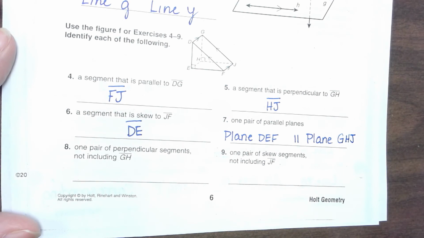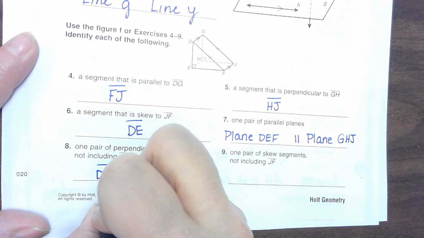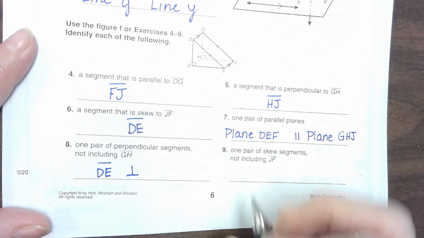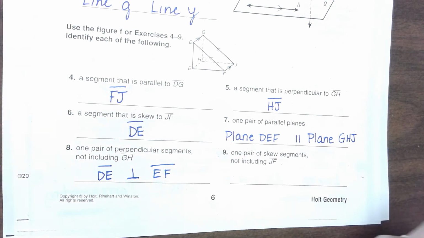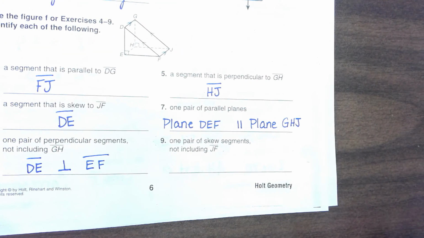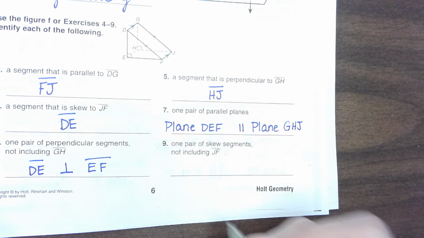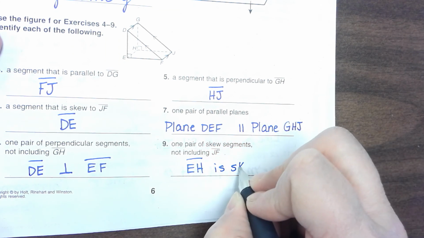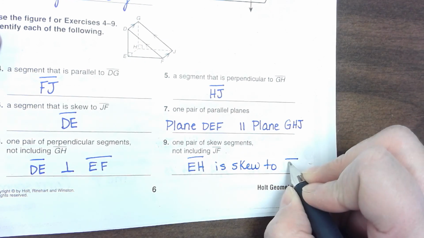And then we have 1 pair of perpendicular segments not including GH. So I'm going to look for that other box at DE. And DE is perpendicular to, I'm going to use my symbols, DE is perpendicular to EF. And notice they share a common point. Okay, 1 pair of skew segments not including JF. So I'm going to put EH is skew to, no symbols, EH is skewed to GJ.